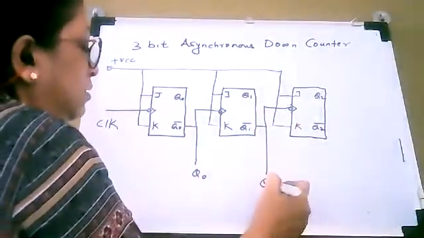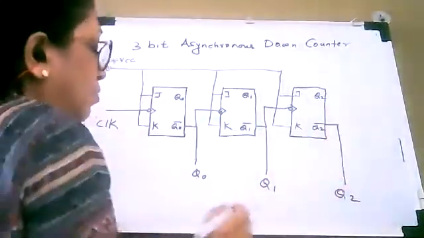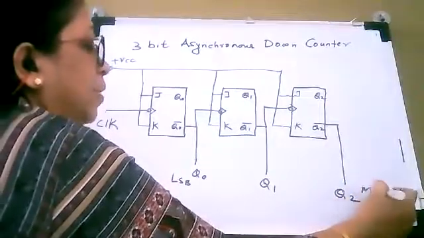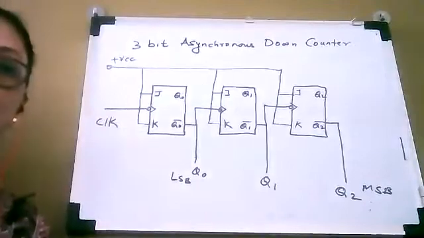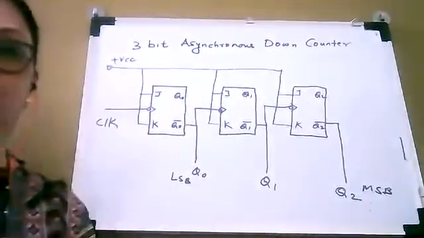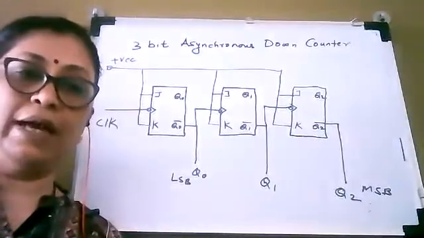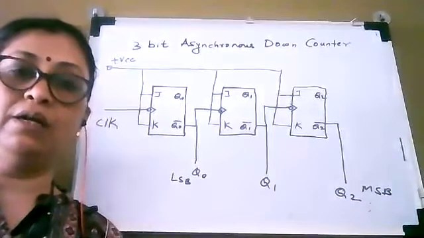And this is Q1 you can say, and this is Q2 you can say. This is your LSB and this is your MSB. Okay. So as 3 bits are there, 2 to the power of 3, this type of counter is going to count 8 states. 2 to the power 3 is equal to 8.